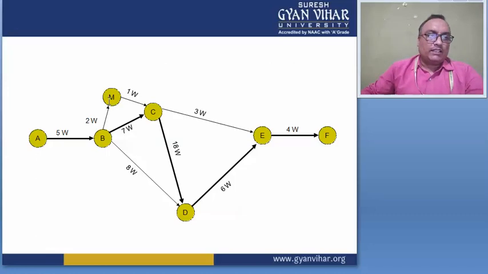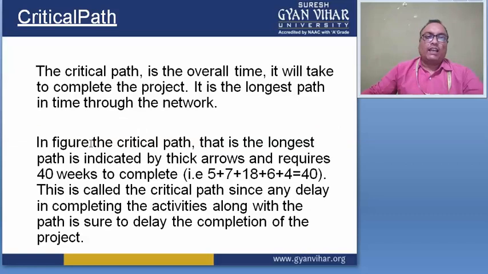Suppose in this figure, the activity events are A, B, C, D, E, F and M also. These are the events, and this is the lowest time to complete the task. Here we find the longest path to complete these activities. And in this figure, the critical path, that is the longest path, is indicated by this arrow, and it requires 40 weeks to complete.